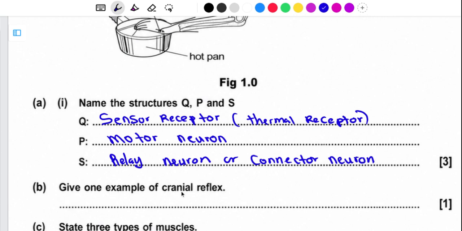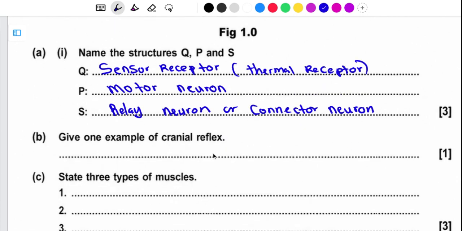Then give one example of cranial reflex. So an example of cranial reflex, we can talk about blinking. This is because when you talk of cranial reflex, it is a reflex which is not consciously controlled by the brain. Something which is not consciously controlled by the brain, but you are able to do it. Like blinking. Someone can blink without thinking about it, that I'm blinking. So those are the things that you have to know.